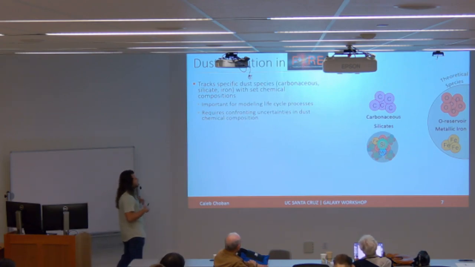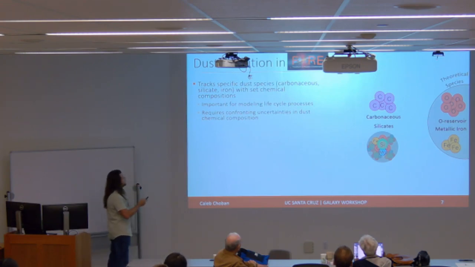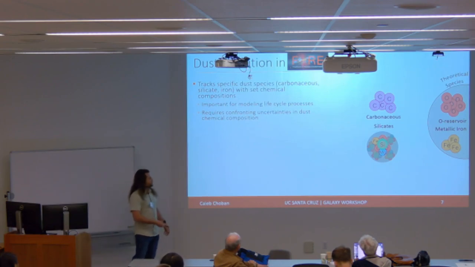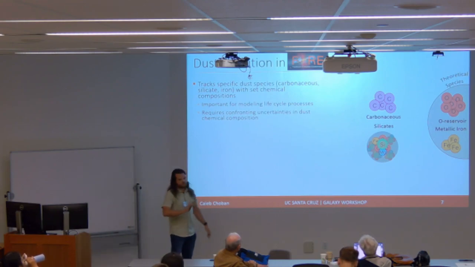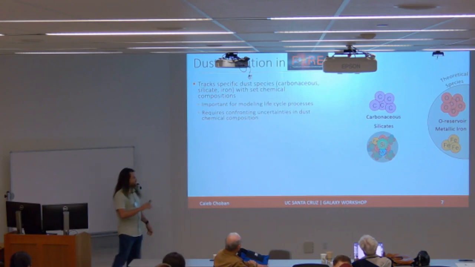And the main aspects of this model that make it so powerful is that we track the evolution of specific dust species with set chemical compositions. So we track carbonaceous dust, silica dust. Also, we have to track some theoretical dust species because we have to confront these major uncertainties in dust chemical composition. There are reasonings for them. We just can't really observe them. They're very hard to observe.